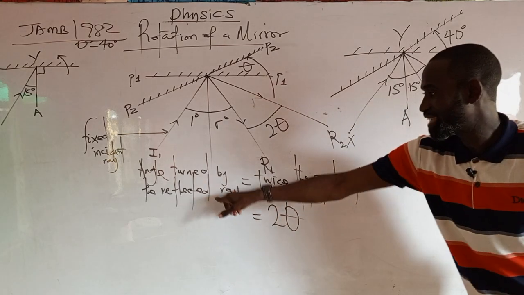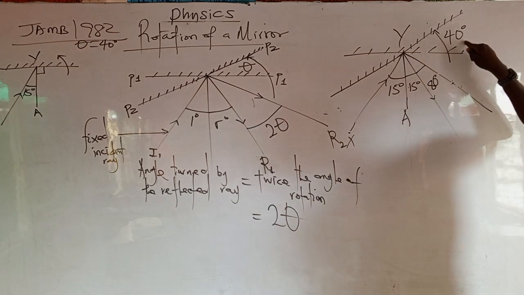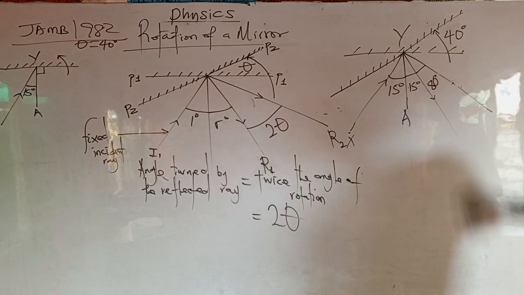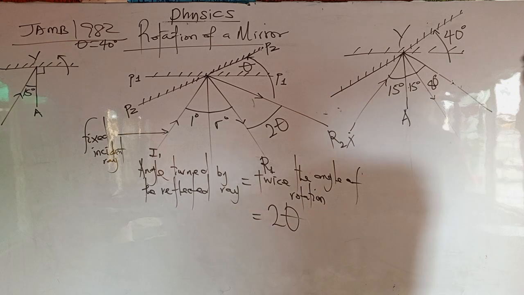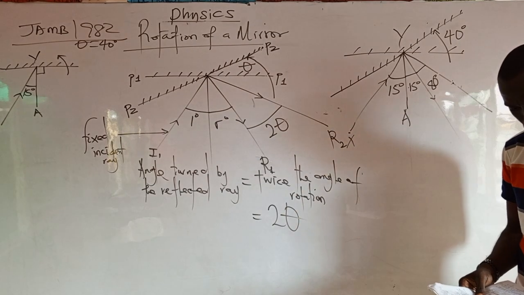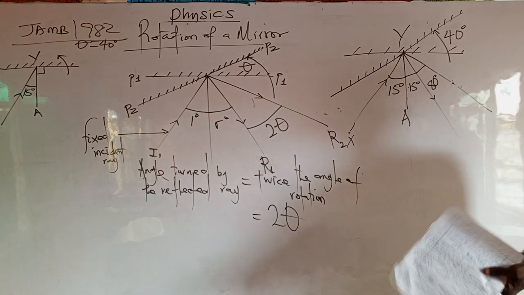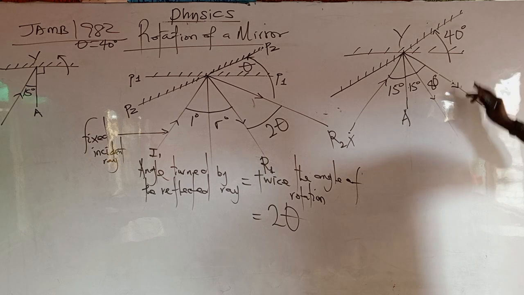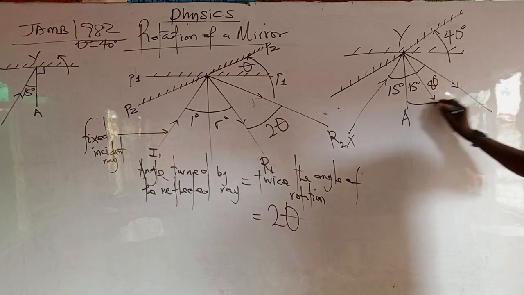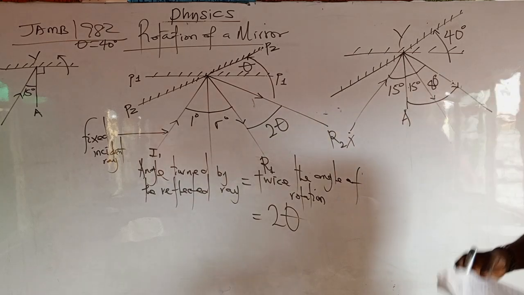The angle turned by the reflected ray is twice the angle of rotation. What's the angle of rotation? 40 degrees. What is 2 times 40? 80 degrees. So now let me see the question. It now says, what angle will the reflected ray make with AY? The reflected ray with AY, meaning from this space to this space. That angle is the angle obtained after rotation.